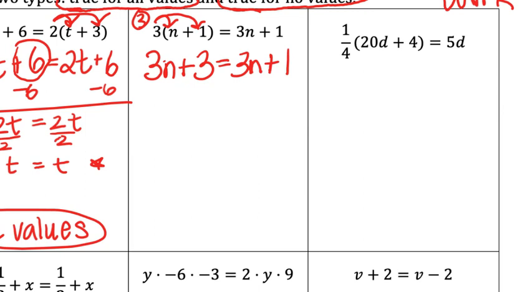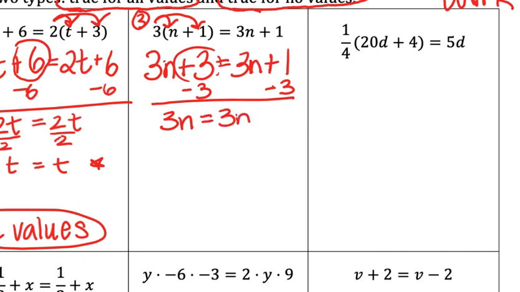Okay, well, let's start solving it. I'm going to solve like I did the last one, and I'm going to eliminate my numbers first. So let's say I want to get rid of this 3. So I'm going to subtract 3 on each side. So 1 plus -3 is -2. Okay, so if we look here, I have 3n equals 3n minus 2.